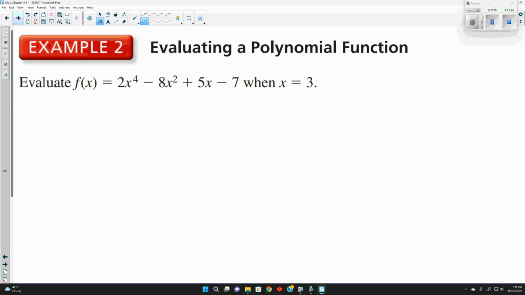Now, evaluate this when x is 3. So what are we going to do? Yeah, we're just plugging in 3 for x.